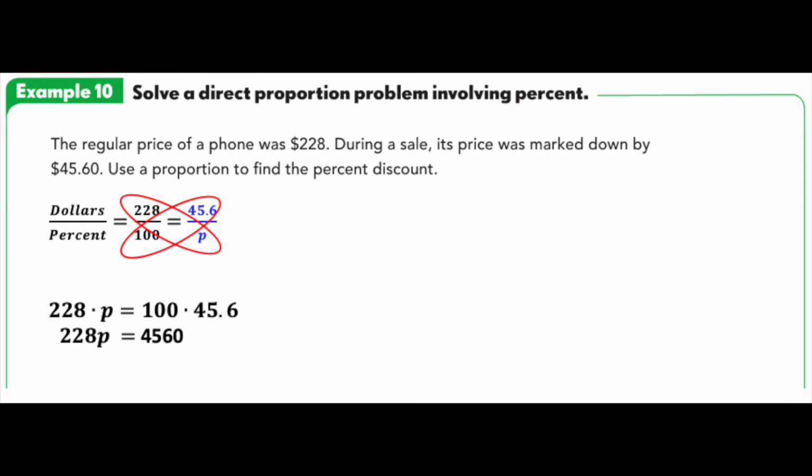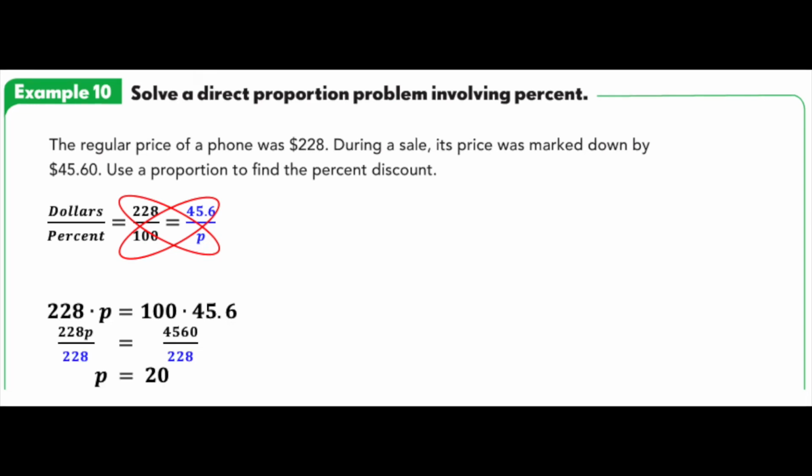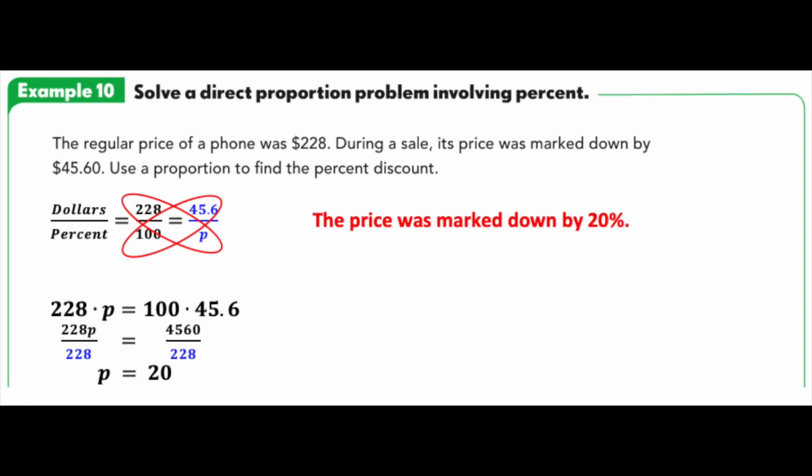That gives us 228 times P equals 100 times 45.60, leaving us with 228P equals 4,560. When we divide both sides by 228, that leaves us with P equals 20. That P represents percent, and it is in the ratio with 45.60. So that means that $45.60 is equal to 20% of the original cost. We could say that the price was marked down by 20%.